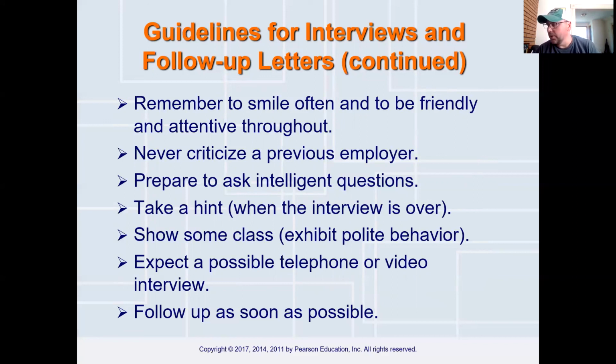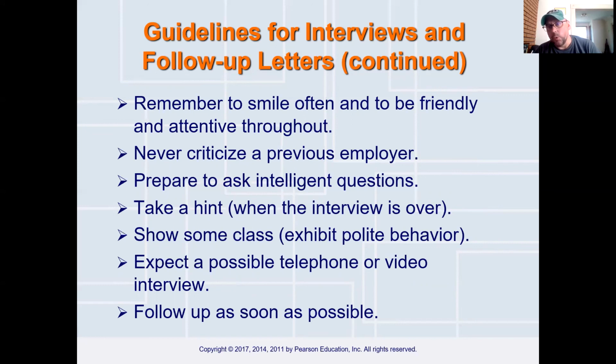Never criticize a previous employer. Whoever you might have worked for, I don't care how bad they were, okay? If you have to explain a situation, that's one thing, to explain it. But don't sit there and badmouth them, because all that does is say, what would they say about us if we had to let them go, due to some kind of unforeseeable thing.